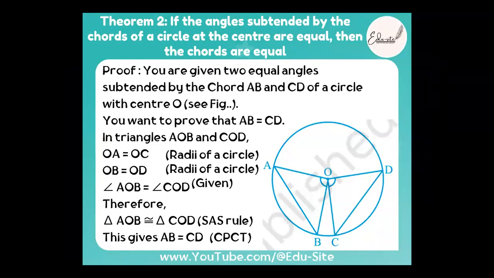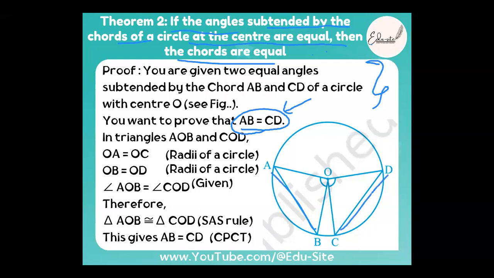Beta, can you please tell me aloud? Okay, theorem number 2 states that if the angles subtended by the chords of a circle at the center are equal, then the chords are equal. So how to prove this? Let's see the proof. What to prove is just the converse of that. We have to prove that AB is equal to CD. That's all.